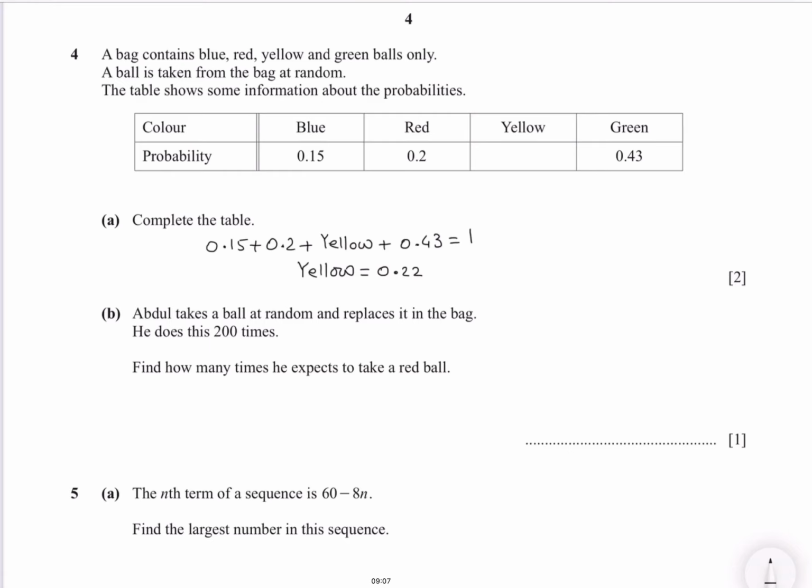Abdul takes a ball at random and replaces it in the bag. He does this 200 times. Find how many times he expects to take a red ball. So you take the probability of red, which is 0.2, and multiply it by 200, and this will be your answer.